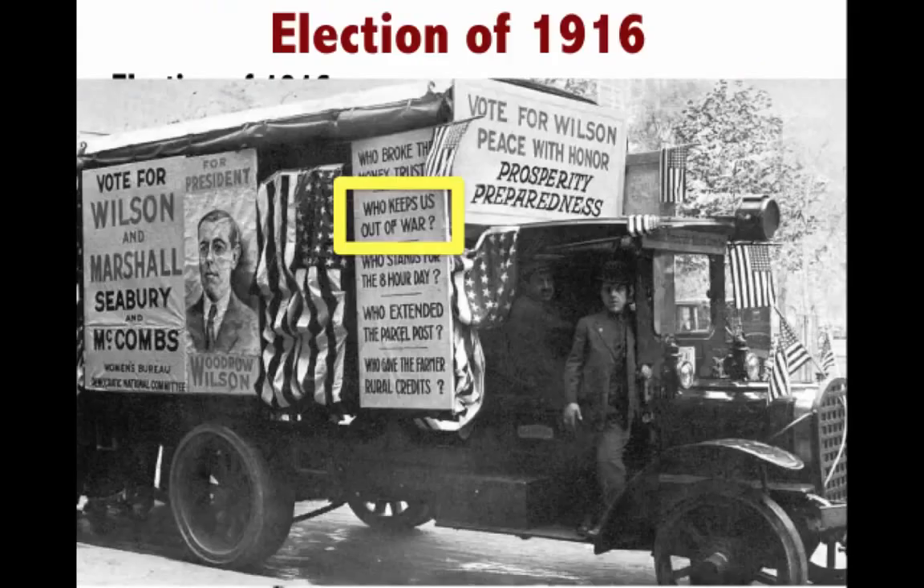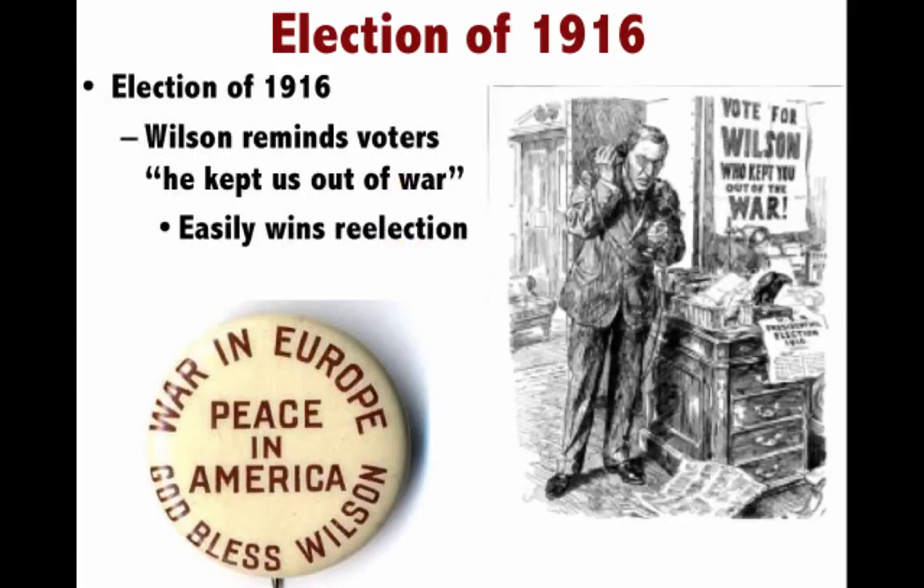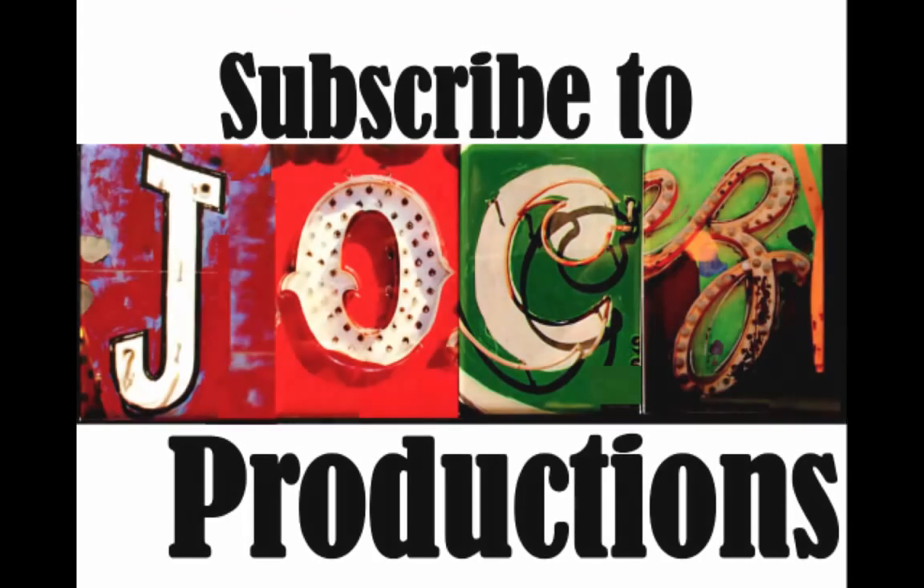The big issue in the election of 1916 when Wilson's running for re-election is the fact that he kept us out of the war. He reminds voters that he was the one who kept us out of war, and he easily wins re-election. However, the following year, the U.S. will find itself in World War I, but we'll cover that another day, another time.